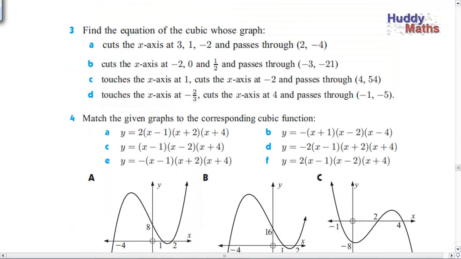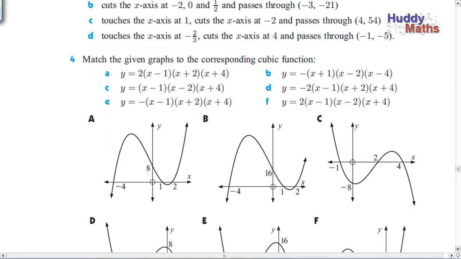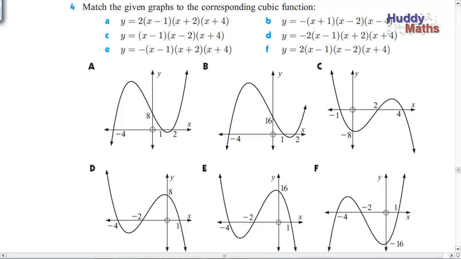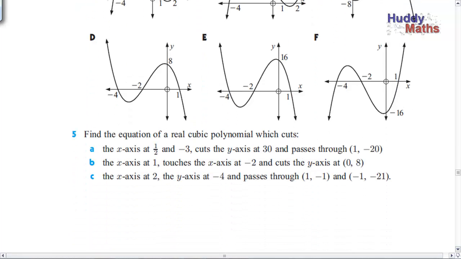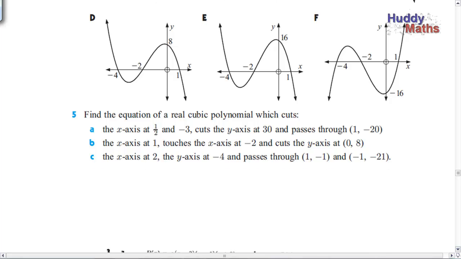So here we are. I'll just bring this up. I think I can get it all on. I think that's the way I did it. No, I can't. So find the equation of that cubic, question 3. And you can pause it in a minute and have a go. And then I'm coming down to question 4. And now it fits. Just match the given graphs to the corresponding cubic. Be careful. Some are a bit like each other. So be careful there. So pause it and have a go. I'll show you the last one there, question 5. There. Okay. Let's have a look at the answers.